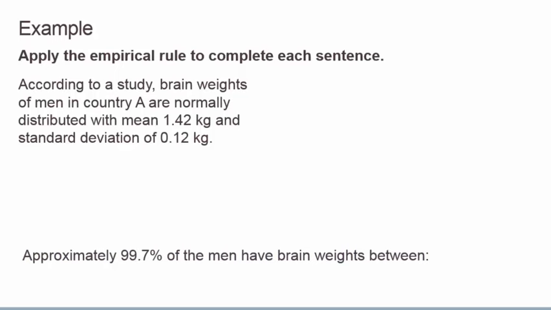Example: apply the empirical rule to complete each sentence. According to a study, brain weights of men in country A are normally distributed with mean 1.42 kilograms and standard deviation of 0.12 kilograms. Approximately 99.7% of the men have brain weights between.